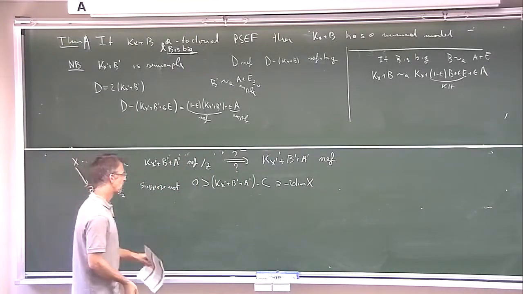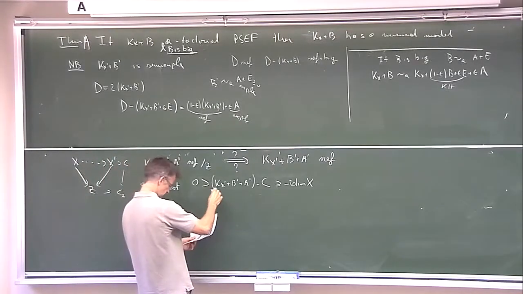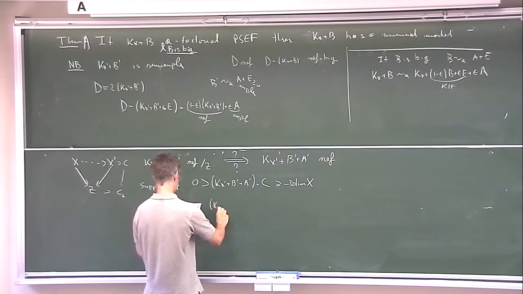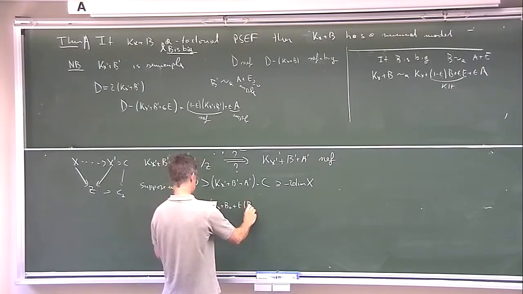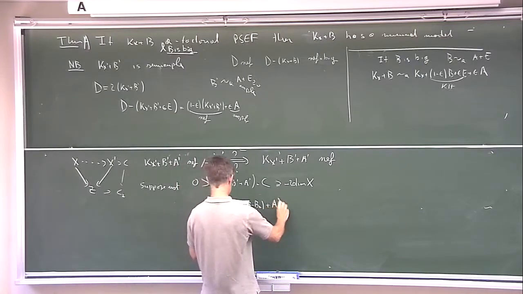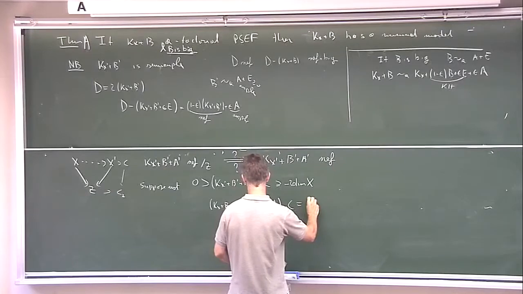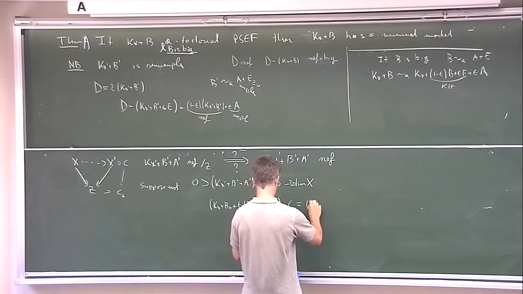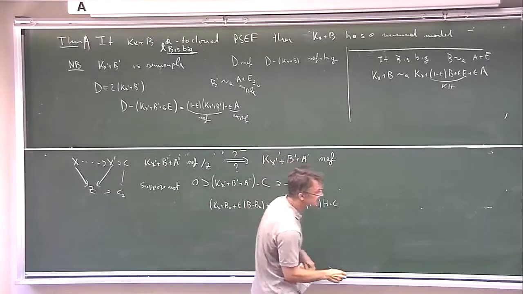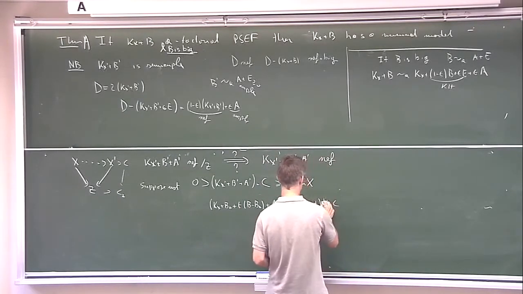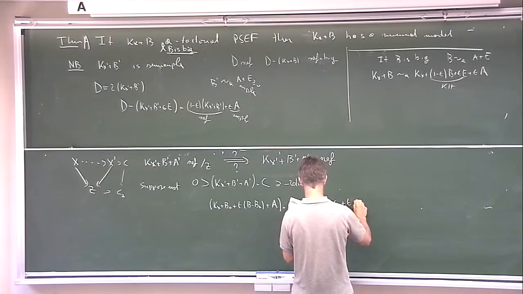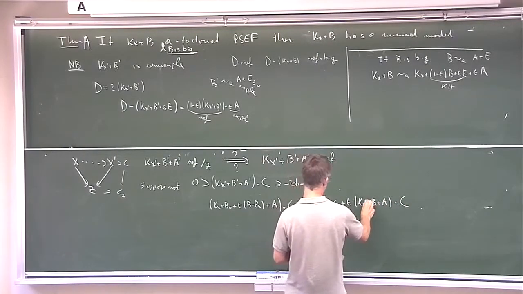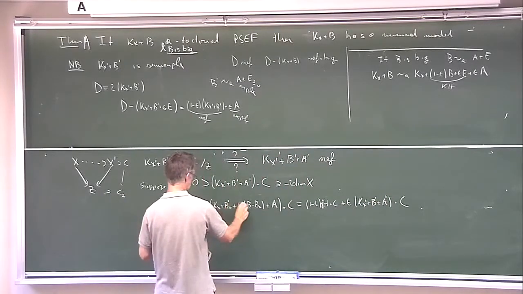Now I am going to consider the following. Let me consider (K_X' + B_0' + t(B' - B_0') + A') · C. This will be the same as (1 - t) g*H · C plus t times (K_X' + B' + A') · C, with primes here. So what am I doing here?